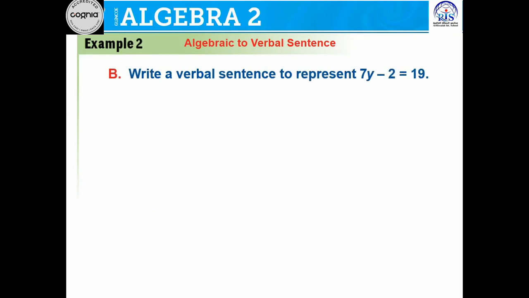Write a verbal sentence to represent 7y minus 2 equal 19. 7 times the number. Of course, only what I do here, I replace y or x or any variable by the word number. 7 times the number minus 2 is 19.